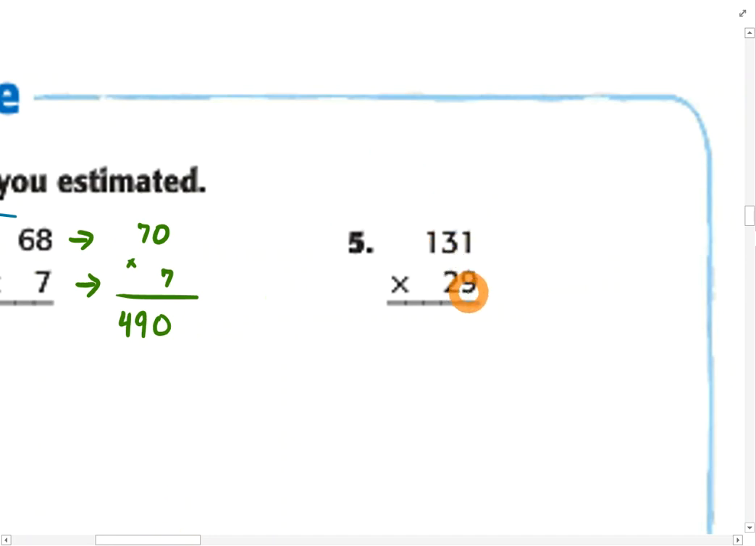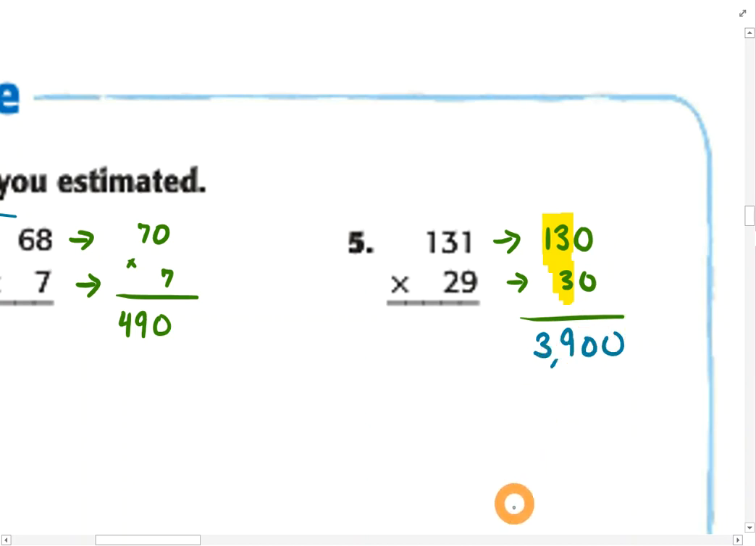131 and 29, I'm going to change my 131, let's make that 130, right? And 29, let's make that 30. So now what I'm looking at is really more or less 13 times 3. And so 13 and 3, 3 and 3 is 9, and 3 and 1 is 3, and I just have 1, 2 zeros, so 3,900.